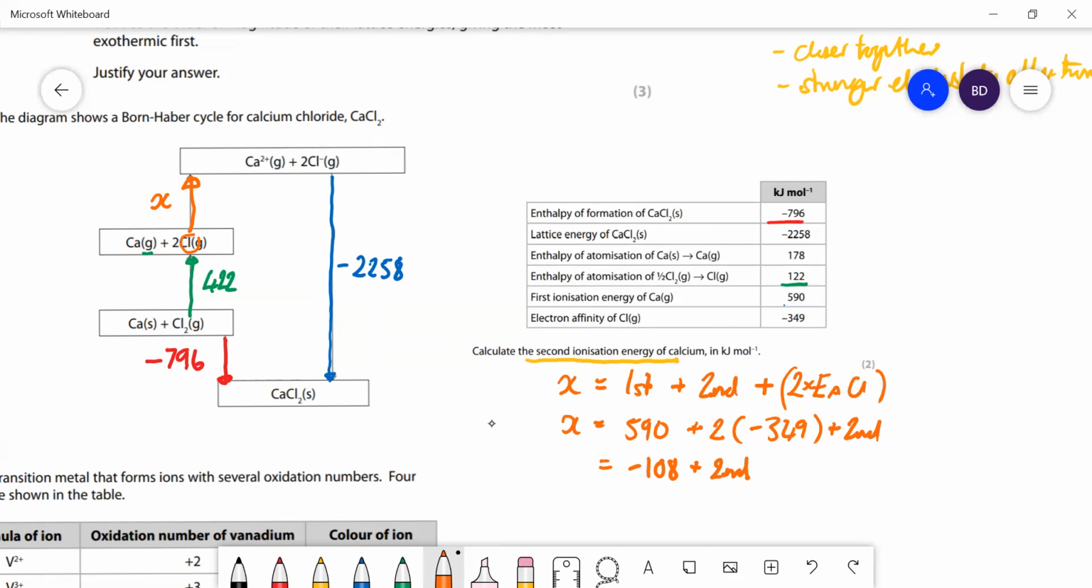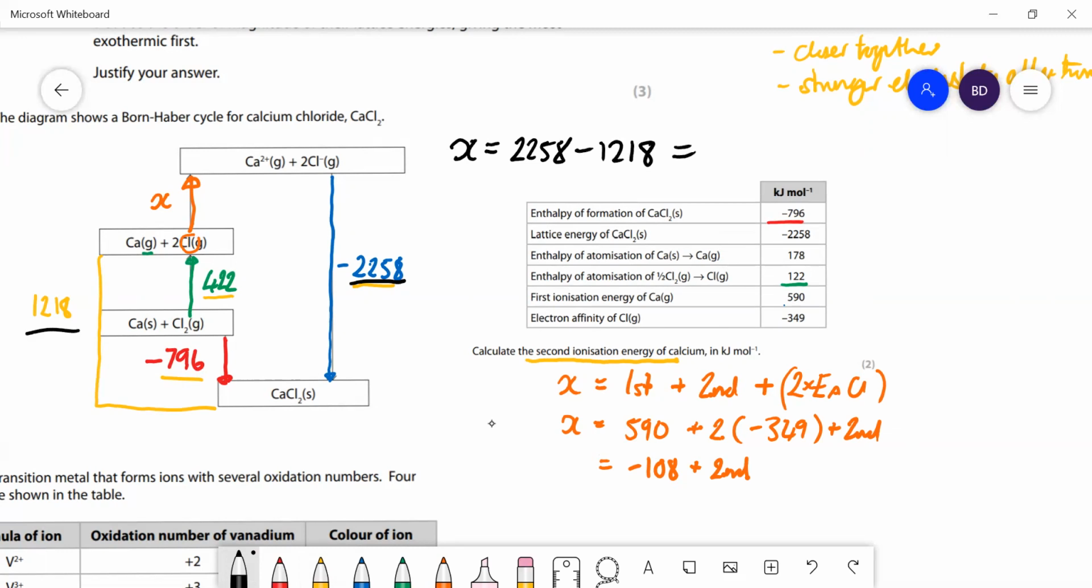So now we need to use the diagram to find out what X is. That bit there is 796 plus 422. Don't worry about the sign as we're going against the arrow. So that's 796 plus 422, and that's 1218. And we know this one is 2258. So X is equal to 2258, that one, minus that one, 1218, which is equal to 1040.